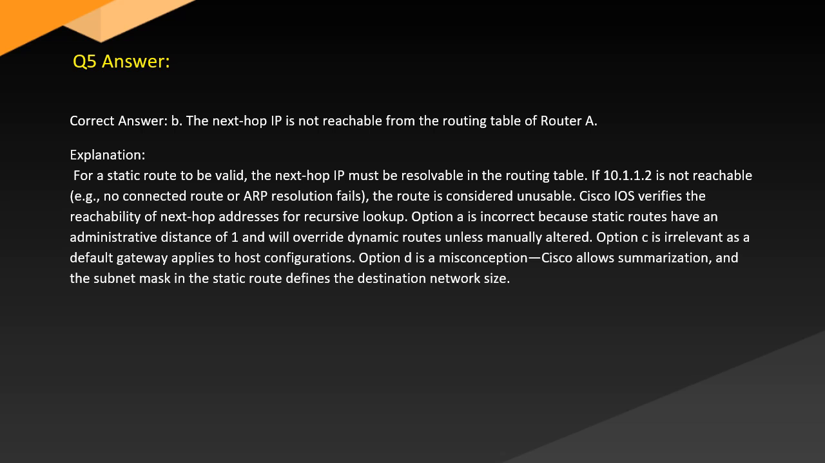Option A is incorrect because static routes have an administrative distance of 1 and will override dynamic routes unless manually altered. Option C is irrelevant as a default gateway applies to host configurations. Option D is a misconception. Cisco allows summarization, and the subnet mask in the static route defines the destination network size.